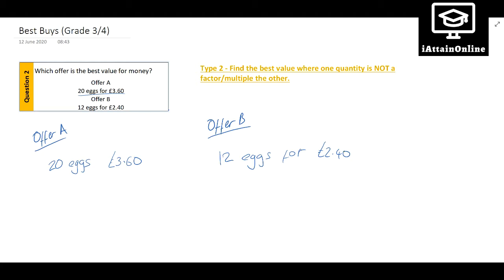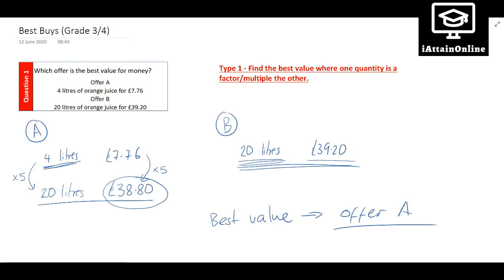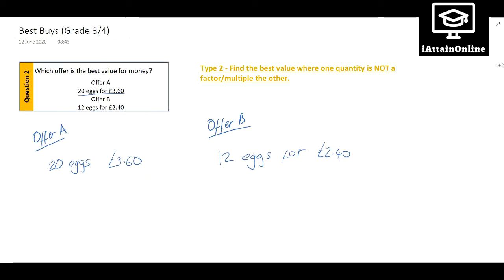So you could always find, in an example like this, the cost of 1 egg for each one. You could find the cost of 2 eggs. It doesn't matter as long as it's the same for both offers. Now, unlike the last question, where 4 went nicely into that 20, that won't always happen. So here, for example, there's no whole number you can multiply 12 by to get to 20, and there's no whole number you can multiply 20 by to get to 12.